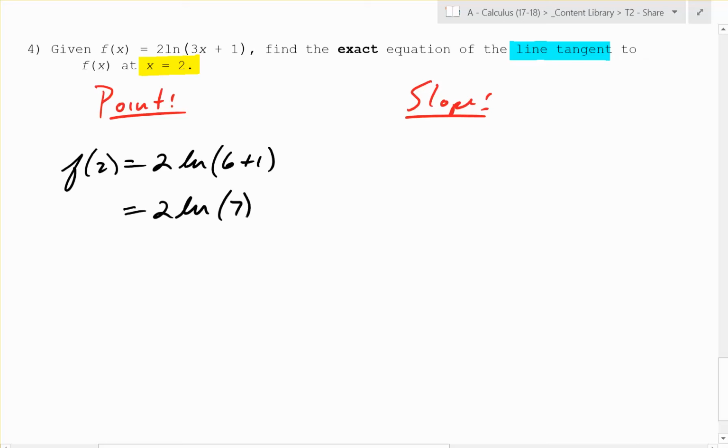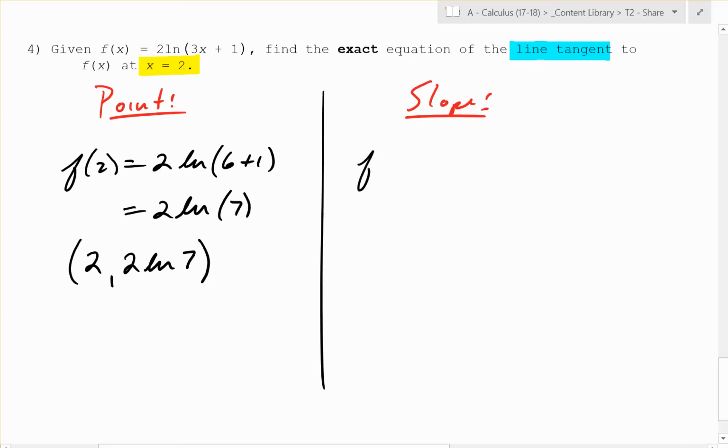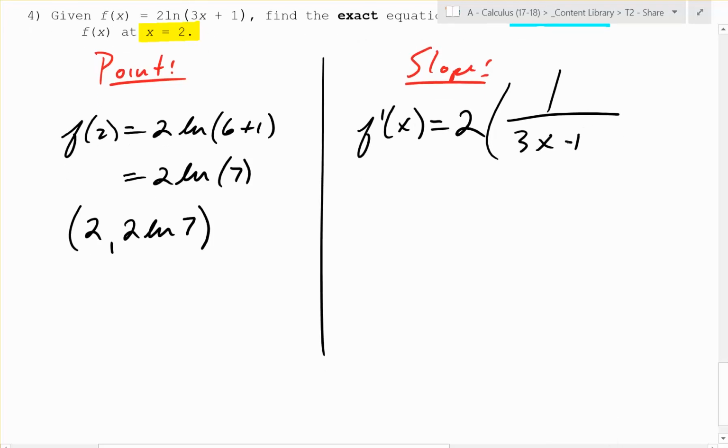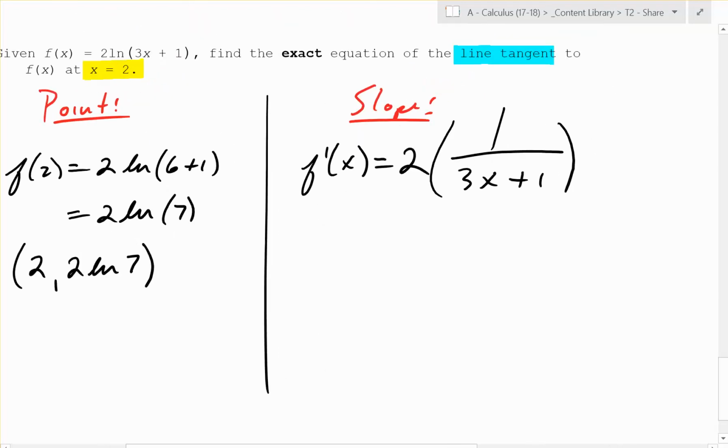You could use your calculator, but you can leave it right like that. That is a number. So not exact slope, that's the exact y coordinate. So the point we're dealing with is 2 comma 2 ln 7. There's our point. So now for the slope, we need to do the derivative first and then evaluate the derivative at x equals 2. So f prime of x is going to be 2, that's along for the ride, times 1 over, because the derivative of natural log is 1 over whatever's in there, 3x plus 1. But then we need to multiply by the derivative of 3x plus 1 because of the chain rule.